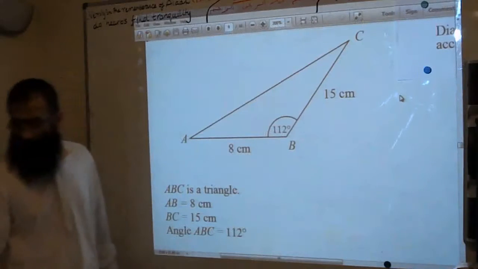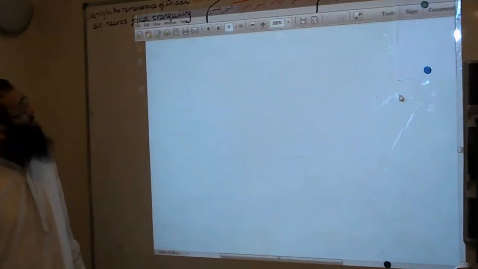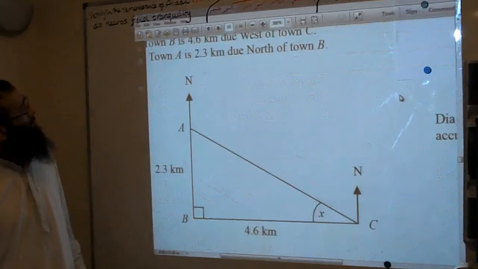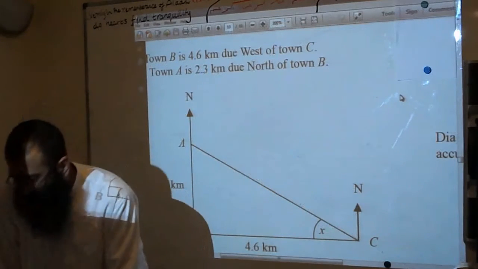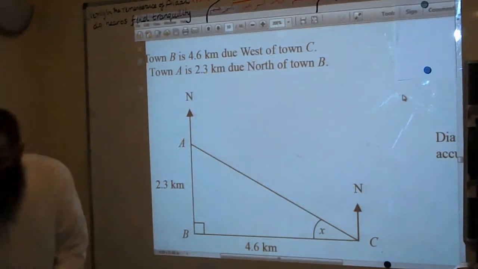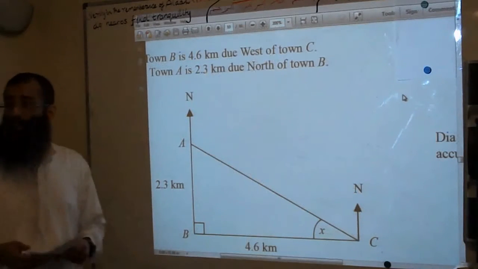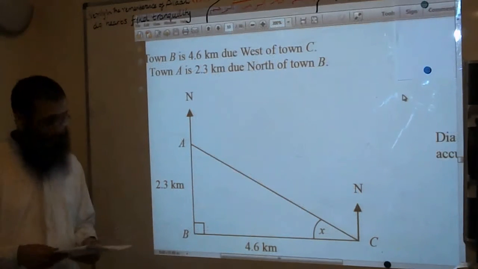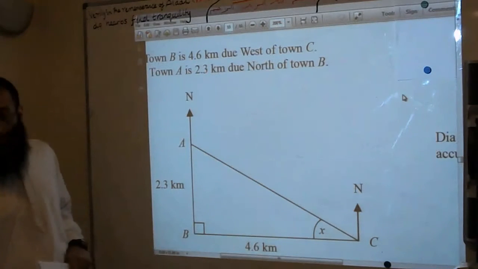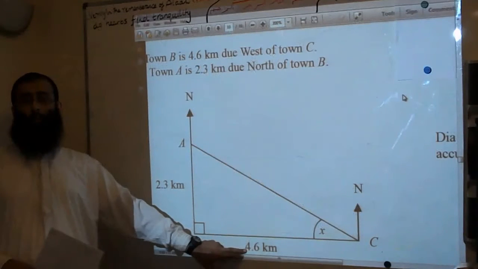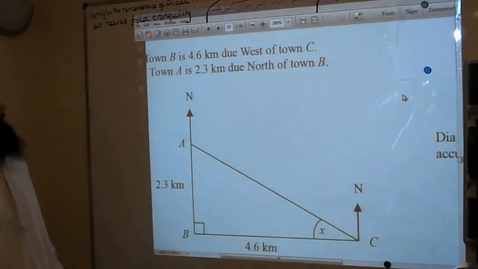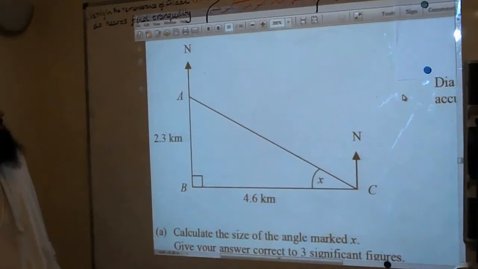Okay, right, let's have a look. The next question has been set up in the style of a bearing question. That's the way it's been set up. So I'm going to move the triangle. Ifra, can you see everything on there? Yeah. I'm just going to move this up a bit because we need to have the triangle. Right, here we go.